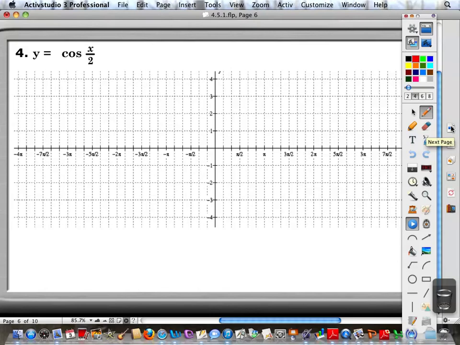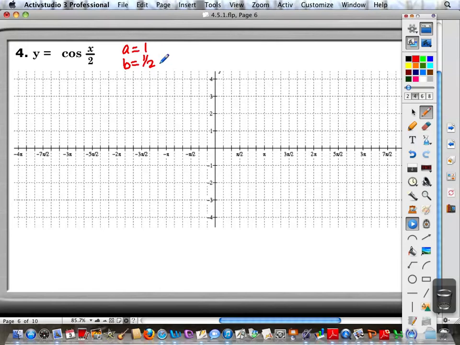So here's a graph, y equals cosine of x over 2. Okay, so the first thing we want to look at is what is our A and what is our B. Remember, A has to do with the amplitude. It's the coefficient in front of the trig function, which in this case is 1. And B is the coefficient on x. Well, I've got x divided by 2. So what value is being multiplied by x? Well, if I'm dividing by 2, that really means I'm multiplying by 1/2.